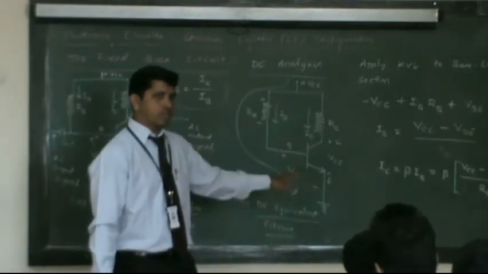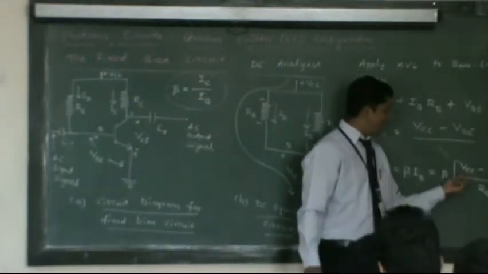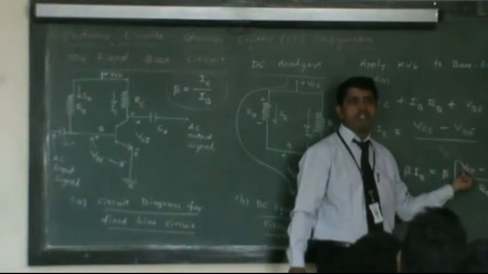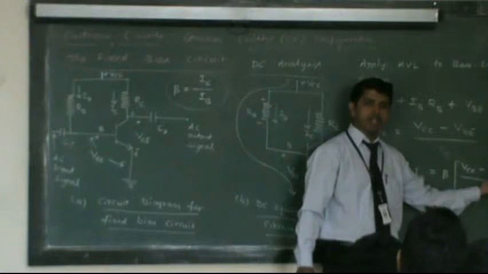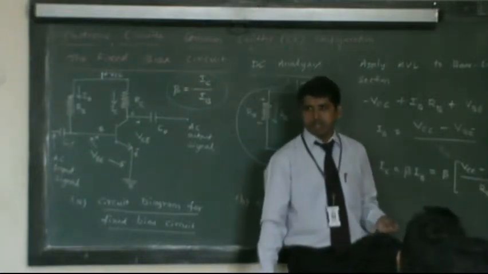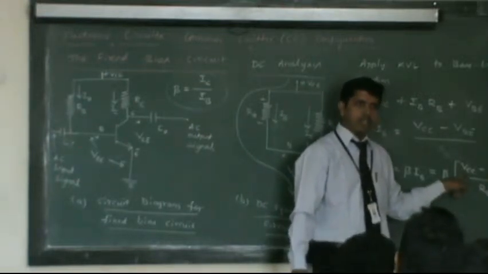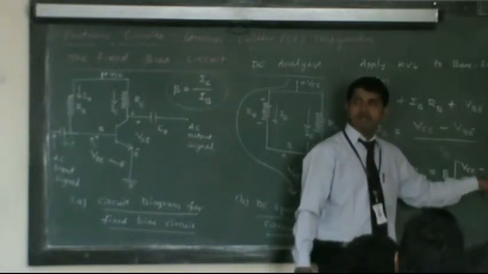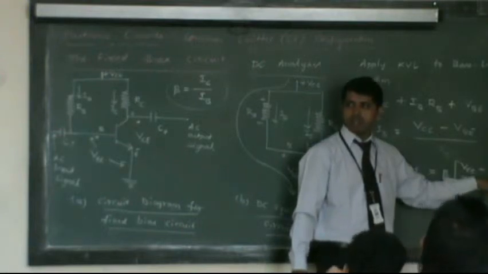This is the actual expression, but you can modify it. Normally, the supply voltage is going to be 10 volts or 15 volts. What is the typical value of VBE for a transistor? For silicon, it is 0.7 volts. For germanium, it is 0.3 volts. If the supply is 10 or 15 volts and this is 0.7 or 0.3 volts, can we ignore this?